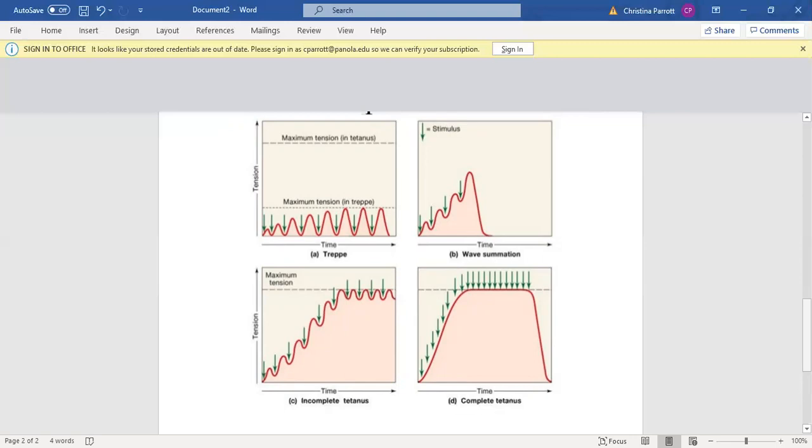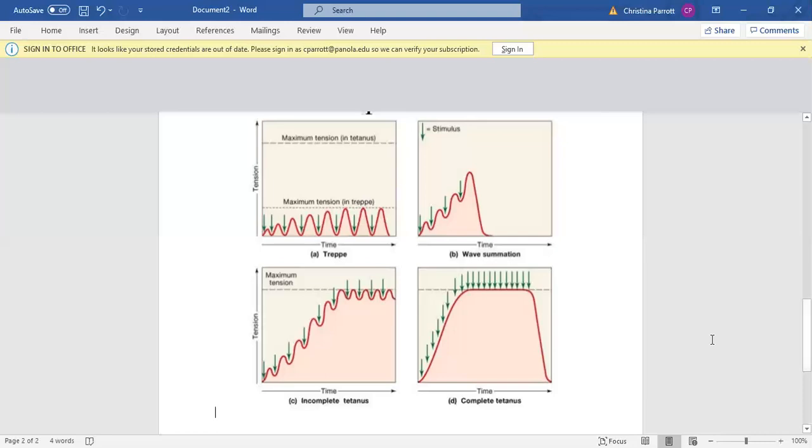So let's talk about each of the graphs. The first one, A, is called treppe. In treppe, you have a gradual increase in the tension with every successive stimulus, but you still have a complete relaxation between each contraction-relaxation phase.